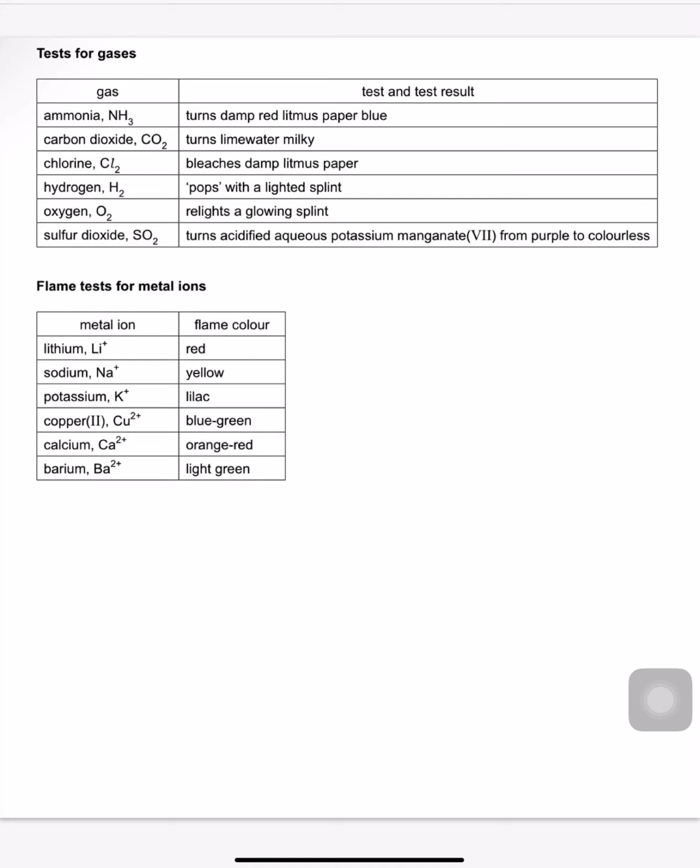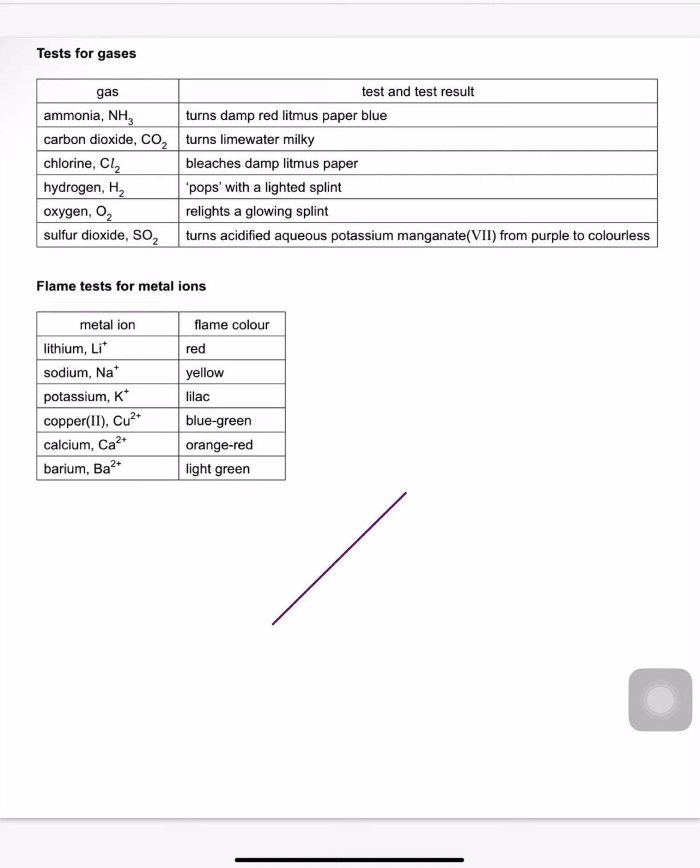Then, for example, we keep it in a lithium salt, sodium salt, potassium salt, copper salt, calcium salt or barium salt, and then we put it in a flame, and such colors will be observed. If a red color is observed, the salt contains lithium. If a yellow color is observed, the salt contains sodium. If a lilac color is observed, then potassium.